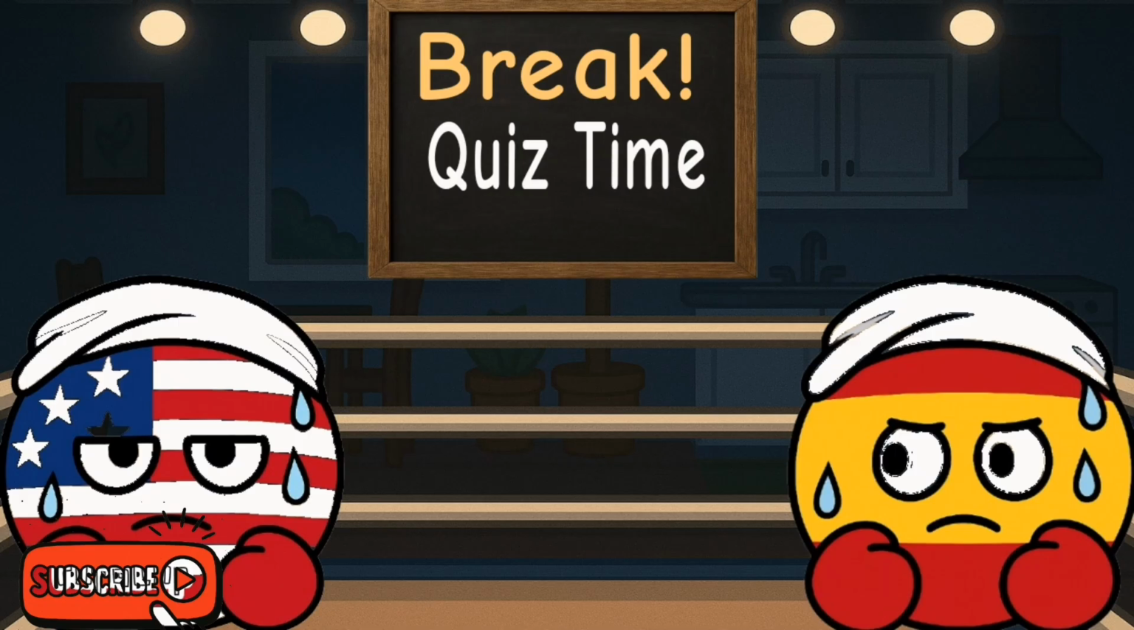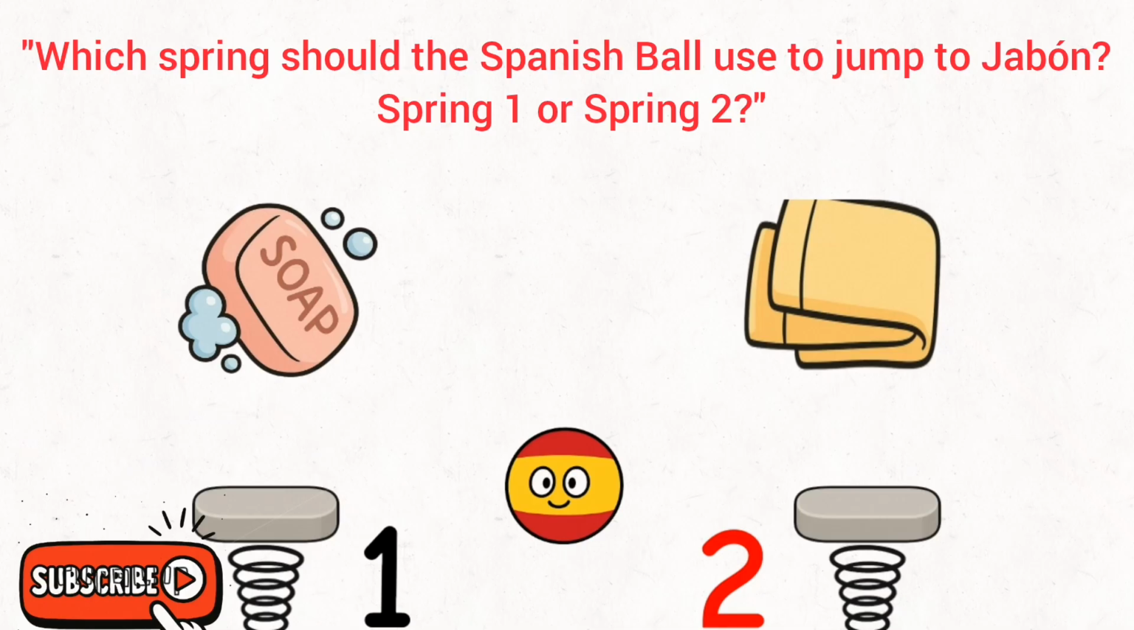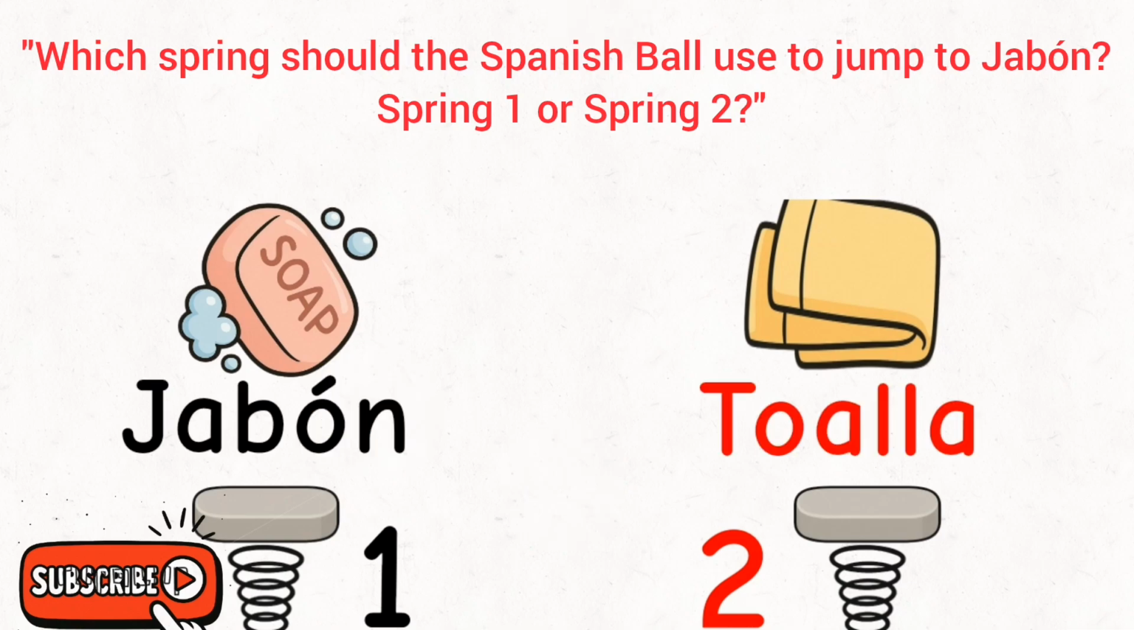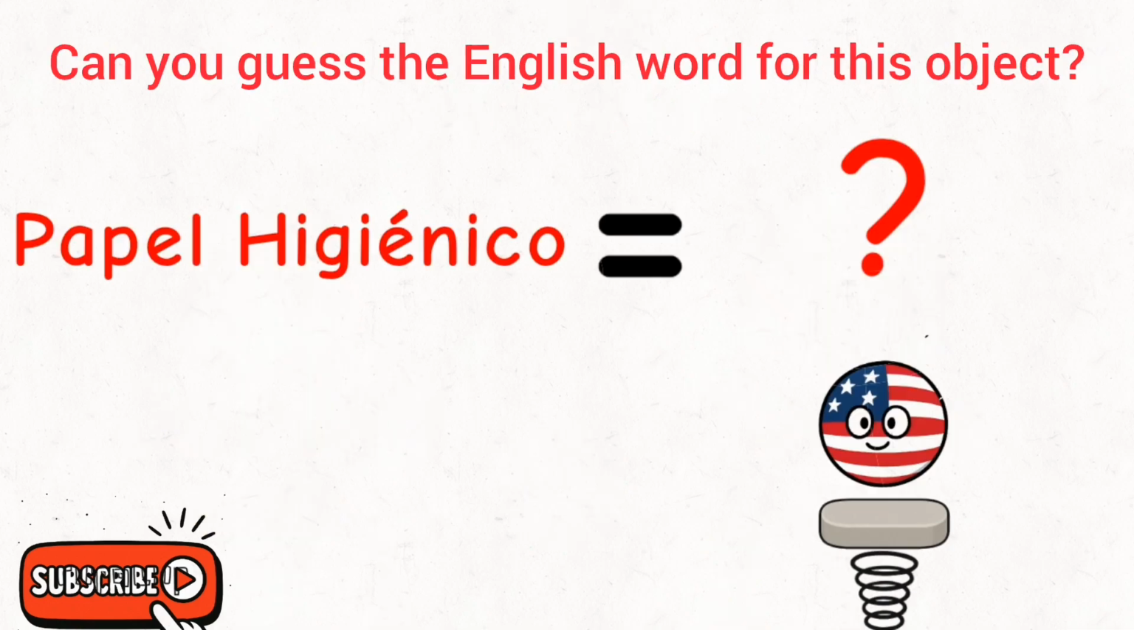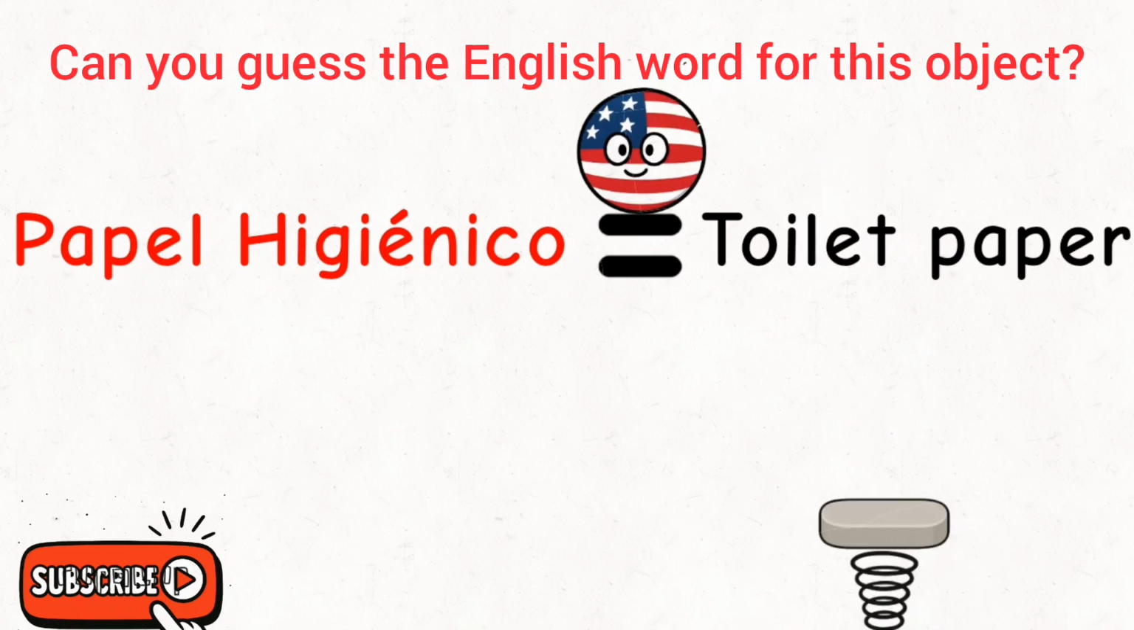Break. Quiz time. Which spring should the Spanish ball use to jump to Jabón? Spring 1 or spring 2? The correct answer is spring 1. Can you guess the English word for this object? The correct answer is toilet paper.